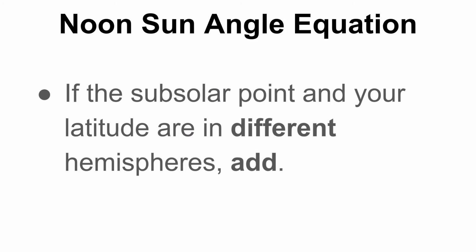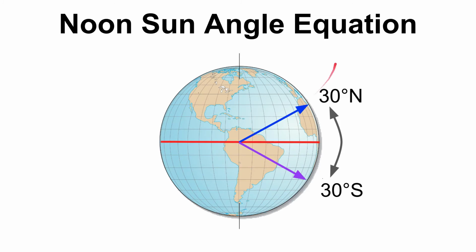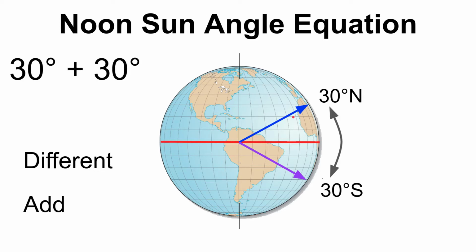If they're in the same hemisphere, subtract. If they're in different hemispheres, you add. If we've got the difference between 30 north and 30 south, if you subtract, you're going to end up with 0. But really, here's the equator. That's a 30-degree angle. Here's the equator, that's another 30-degree angle. So we're going to add. They're in different hemispheres, so we add 30 plus 30 equals 60 degrees. So the angle between them, if this was your location and that was the subsolar point, the zenith angle would be 60 degrees.